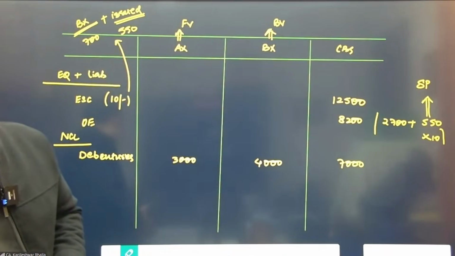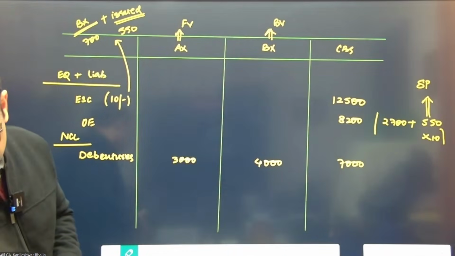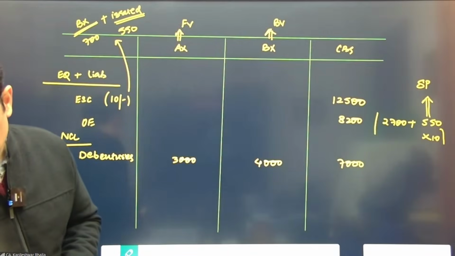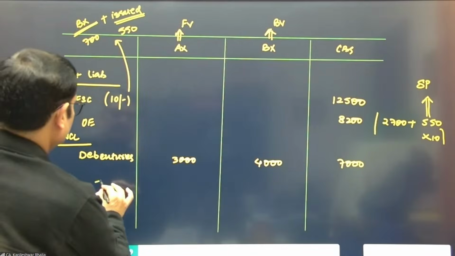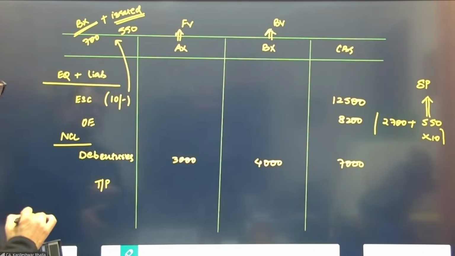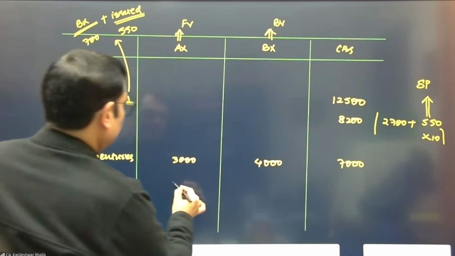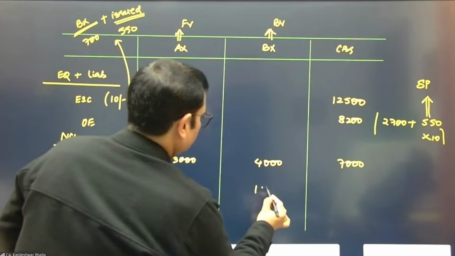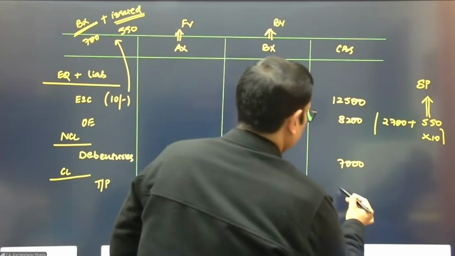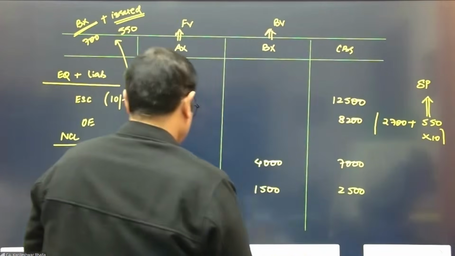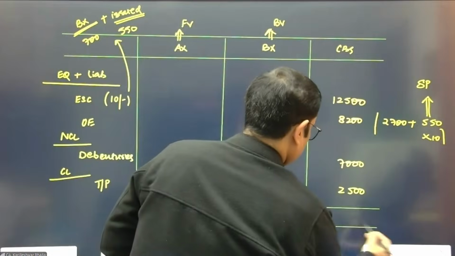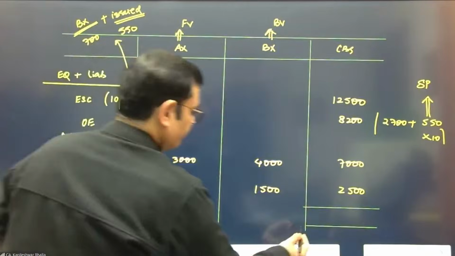And then finally, in the current liabilities, I guess we are just given the trades payable. That's it. So there is no NCI. So this is on the current liabilities. Trades payable is 1,000 and 1,500. That makes it a total of 2,500. Let's see the total of the balance sheet. Let's see if this is agreed or not.